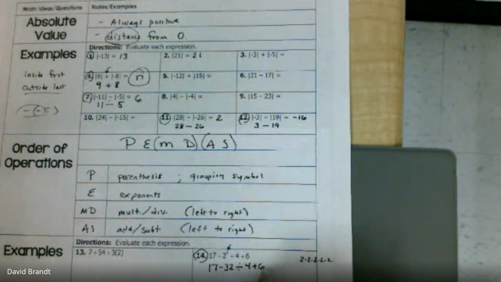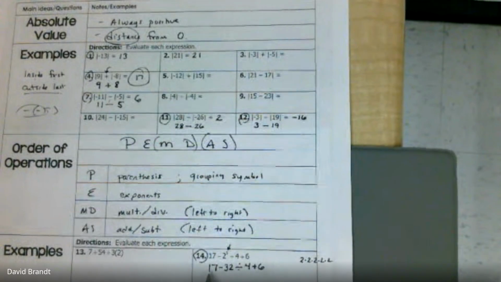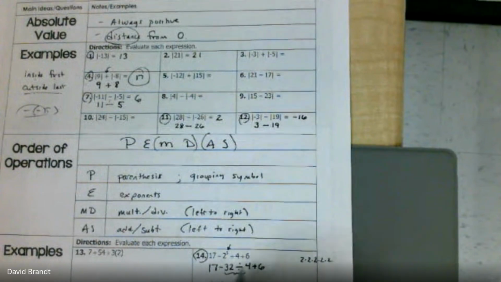All right. Now, do we have any multiplication and division? Yes, we do. Any multiplication and division is done from left to right. We have a division right here. What is 32 divided by 4? 32 divided by 4 is 8.